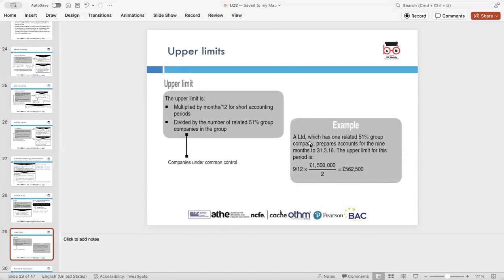A Limited, which has one related 51% group company, prepares accounts for a 9 month period ending on March 31st, 2016. To calculate the upper limit for the period, we take 9/12 of the standard upper limit of 1.5 million divided by 2, as there is one related 51% group company. So the upper limit for A Limited for the period is 562,500 pounds.